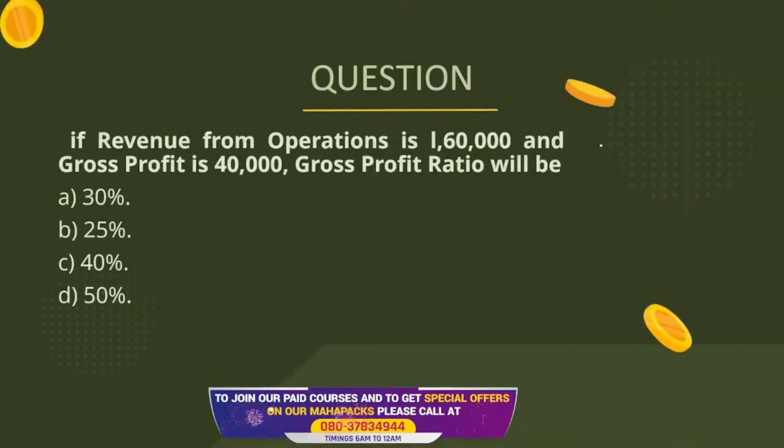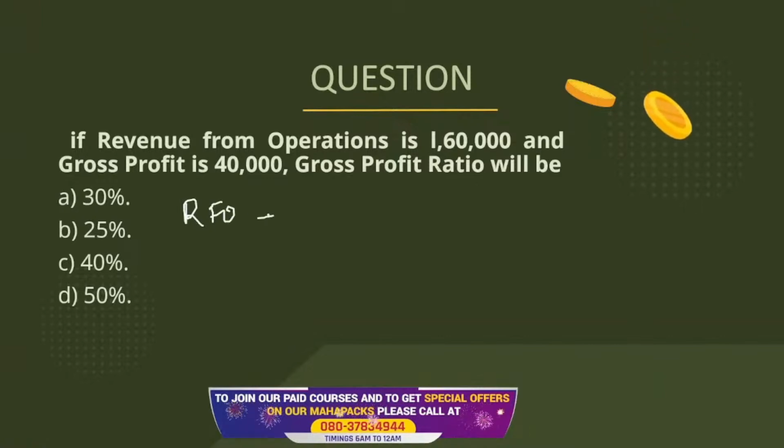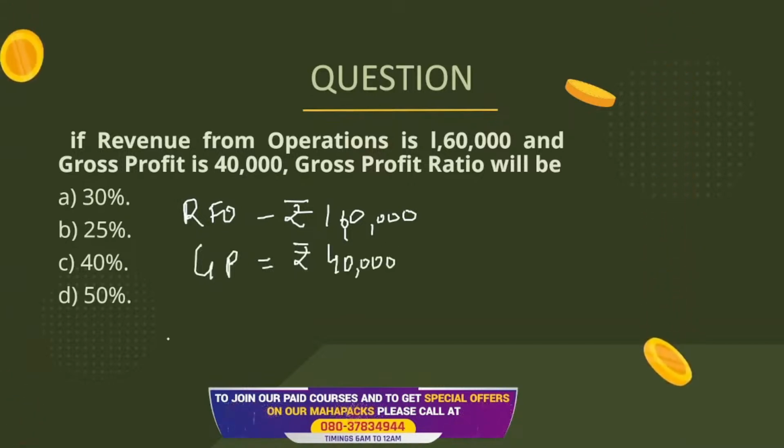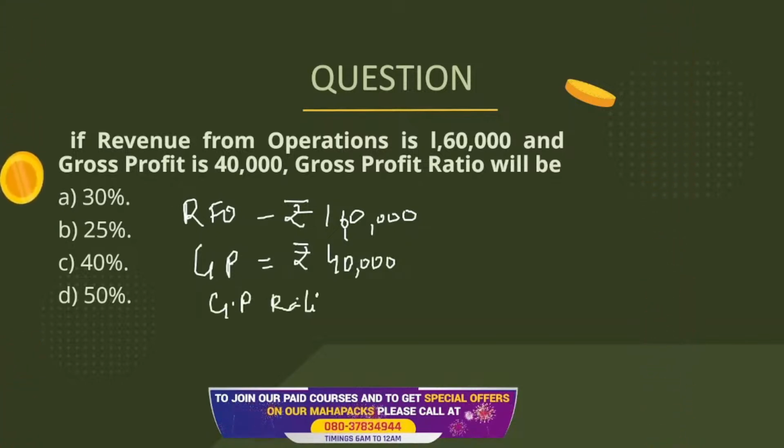If the revenue from operations is rupees 1,60,000 and GP is rupees 40,000, and they want you to find the GP ratio. What's the ratio in this case, everyone?